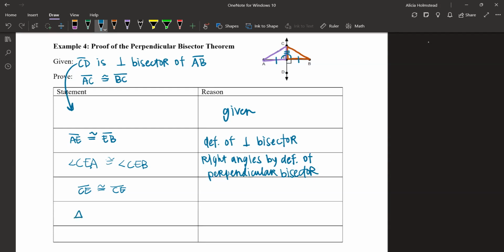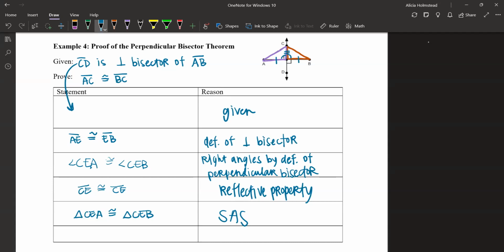So we can conclude that triangle CEA, be careful when you write these, they need to be in the same order, like when you're talking about congruent angles, CEA is congruent to triangle CEB. And we concluded that by side angle side. Sorry, this one up here is what's called the reflexive property. You can remember that, it's like looking in the mirror. It's the same thing. Something is equivalent to itself.